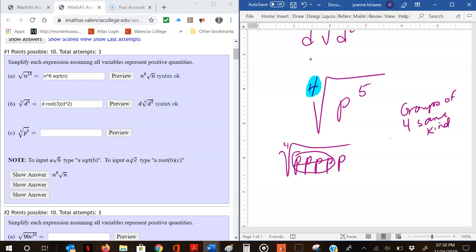One member comes out, and all the other ones get thrown away. So I take one p out, and all the other members get thrown away, and I'm left with p times the fourth root of p.